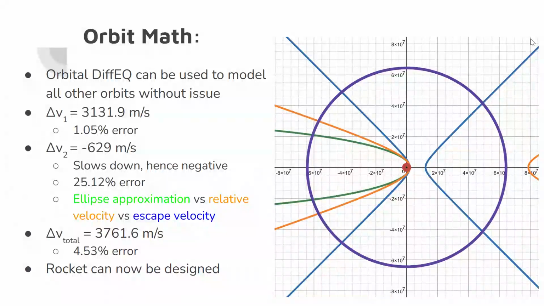Anyways, when I graphed all those orbits, that's pretty much what it looks like. And all those were graphed using the differential orbit equation, with the purple circle being the sphere of influence and the red one being the moon.